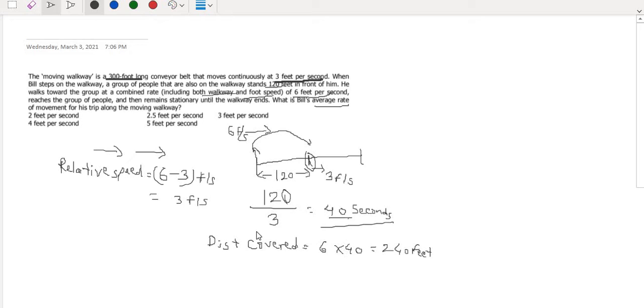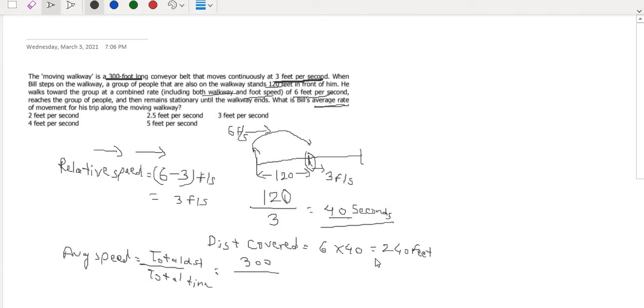Now since you have to find Bill's average rate of movement for this trip, average speed is going to be total distance divided by total time taken. The total distance is 300, divided by total time.